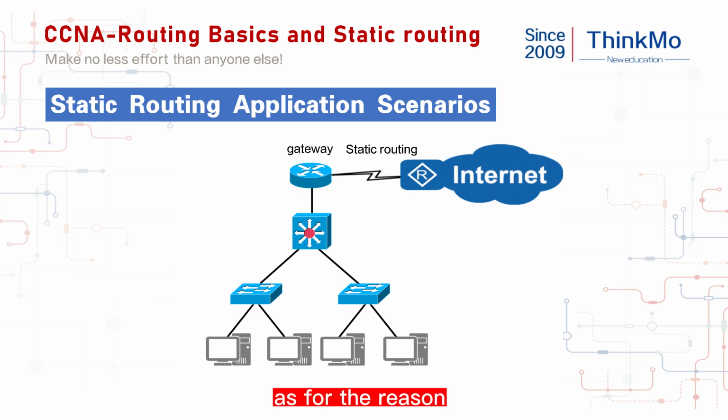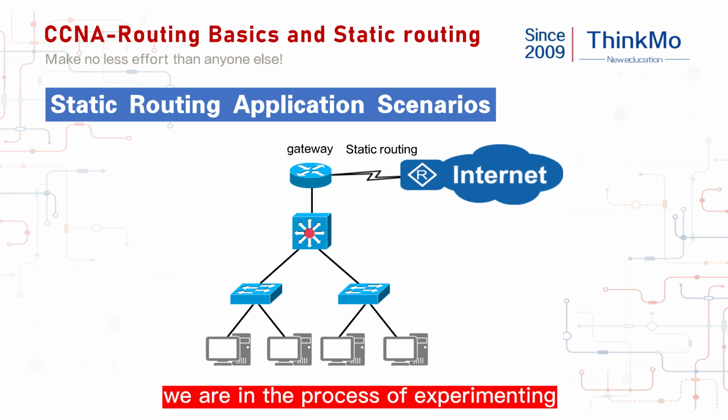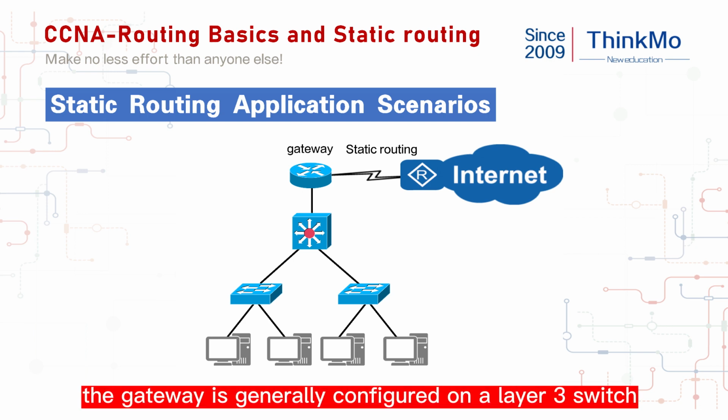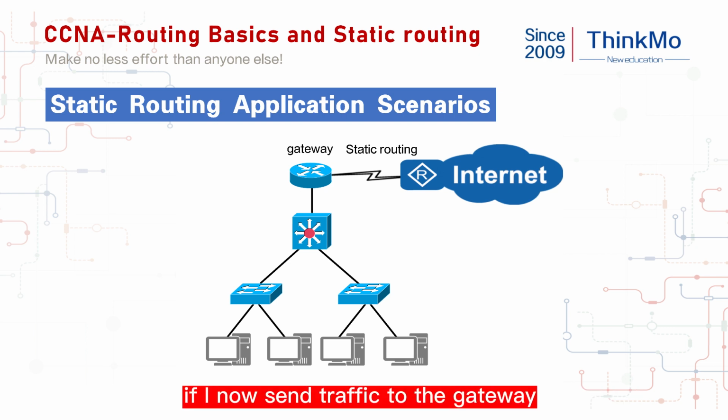As for the reason, we can discuss it in the process of experimenting. Let's first look at this. This is the current terminal. Usually, the gateway is generally configured on a layer 3 switch. If I now send traffic to the gateway, to the egress device, and then the egress device to the operator, this is a process of flow.